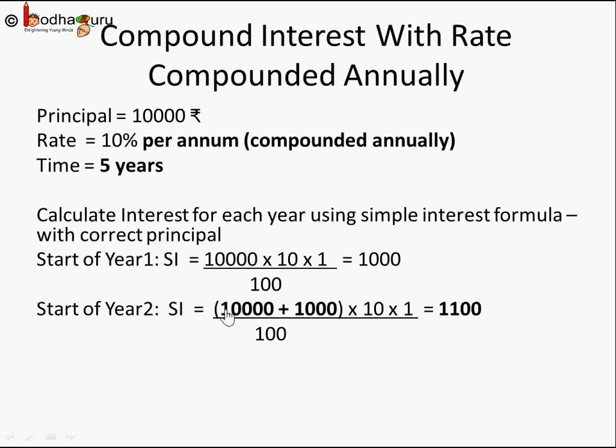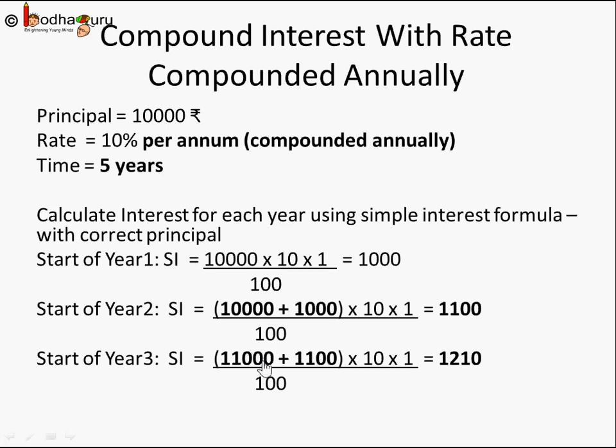So at the start of year 2, because the compounding was done annually, the principal of previous year, which was 10,000, plus the interest for that entire previous year, 1,000 rupees, gets added. So 11,000 becomes the principal for second year. Rate of interest remains same, 10. 1 year we calculate again. The simple interest for the second year would be 1,100 rupees.